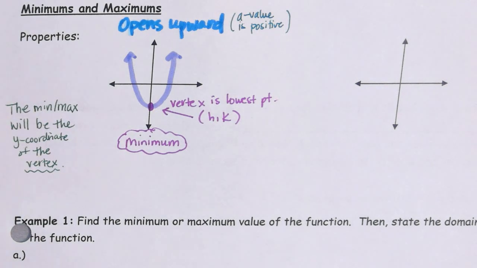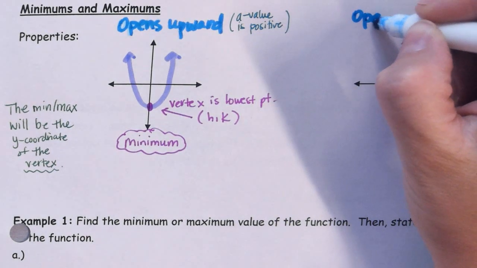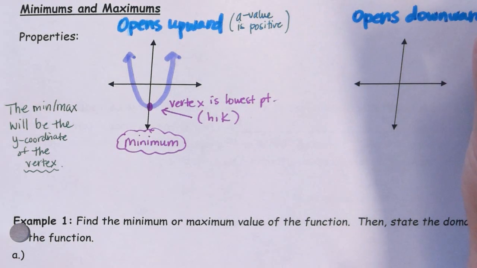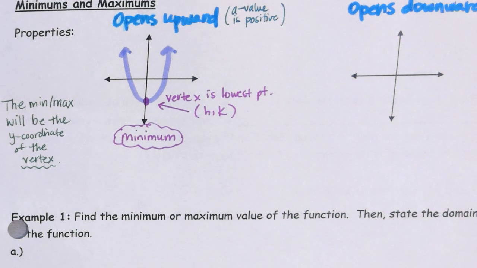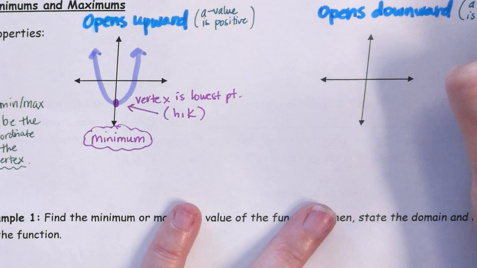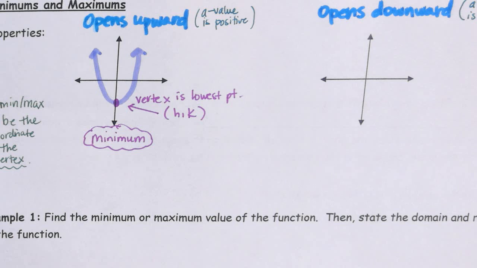We are going to put something down here, but before we do that, I want to draw the second one. So it opens upward if the A value is positive. If it's negative, the graph is going to open downward. And then we're going to draw an example of that. So this is when the A value is negative. Remember, the A value is always in front of your x squared term. We're going to draw a parabola.